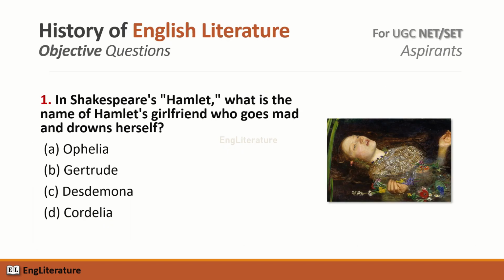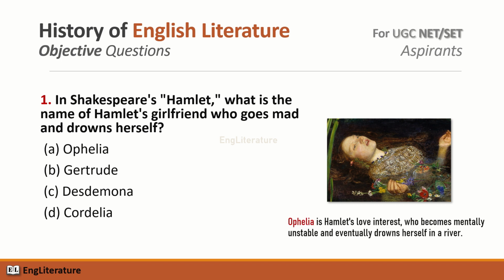So beginning with, in Shakespeare's Hamlet, what is the name of Hamlet's girlfriend who goes mad and drowns herself? Friends, look at the analysis. Ophelia is Hamlet's love interest who becomes mentally unstable and eventually drowns herself in a river. Here the right answer is number A. Ophelia is Hamlet's girlfriend who goes mad and drowns herself.